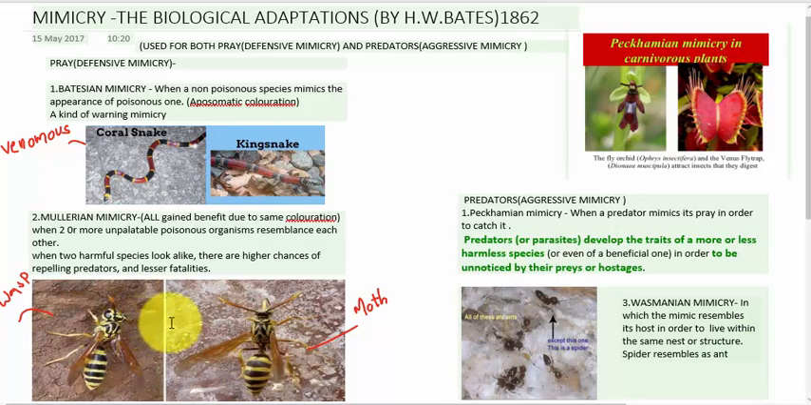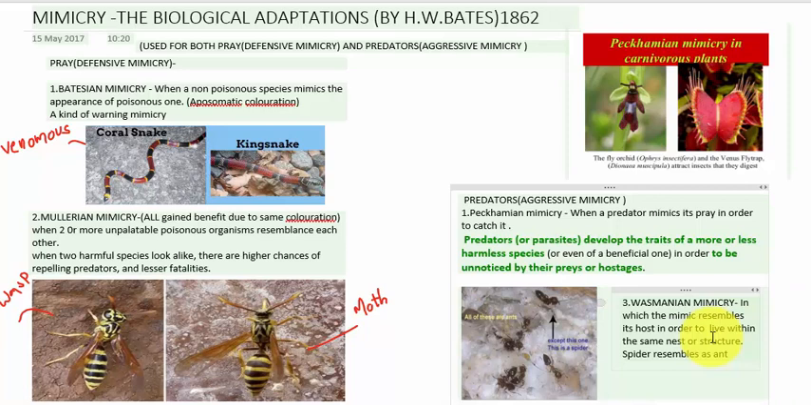The next is Wasmannian mimicry, in which the mimic resembles its host in order to live within the same nest or structure. For example, the spider resembles an ant. You can see in this picture many ants are present, but this is the only spider, which is trying to mimic them to live within the same nest. So this is all about defensive mimicry, which involves the prey.